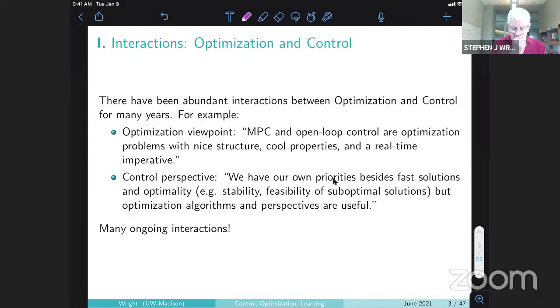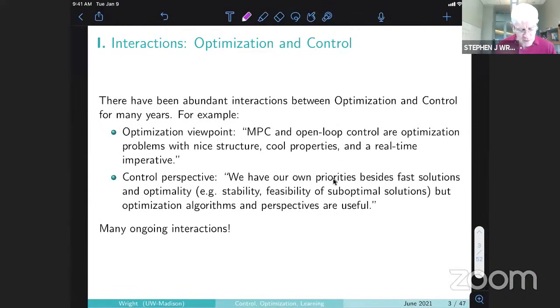So first of all, just focusing on optimization and control. Well, there's been a lot of interaction between optimization and control for many years. There's actually a SIAM Journal on Control and Optimization that I think was founded way back in the 60s or 70s. So it addressed both topics at once. I came into the area about 30 years ago because I had a colleague in my first job that worked on both things.